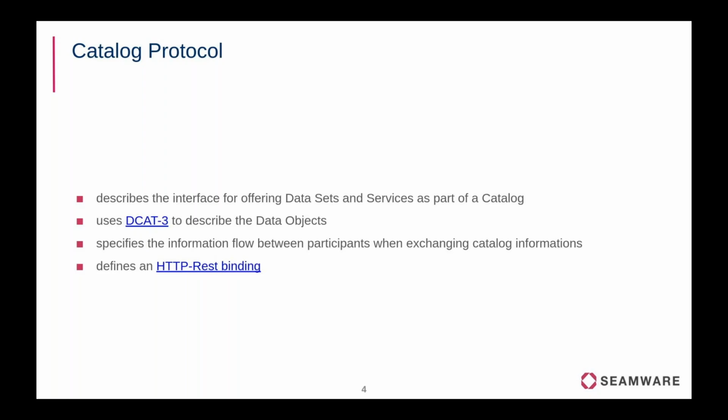It specifies the information flow between the participants when they actually exchange catalog information. So how should the catalog be made accessible and how somebody can read and understand it. And one thing that's important for us, it also defines a so-called HTTP REST binding. We can have a short look at it.